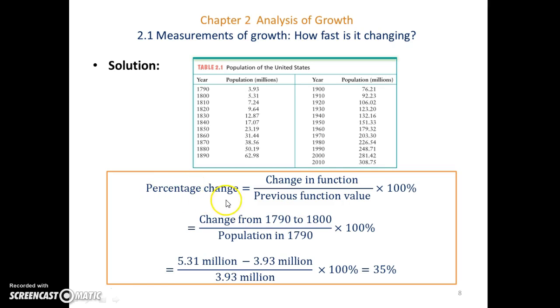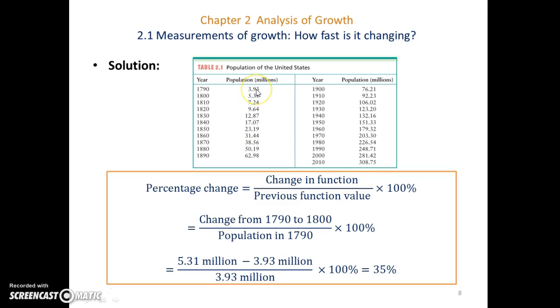Here we have the formula that we'll use to calculate the percentage change. The value in the numerator is the change in function. That is the change from 3.93 million to 5.31 million. And in the denominator we'll have the previous function value.